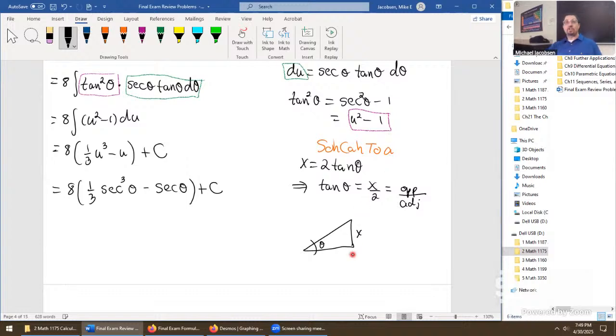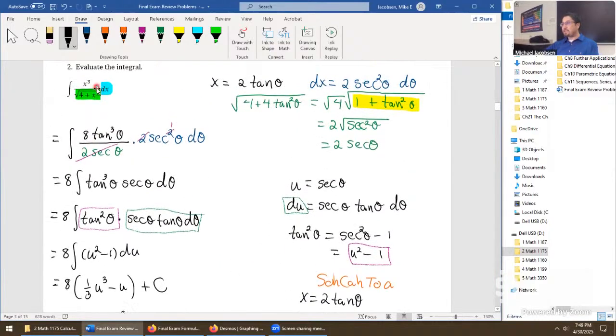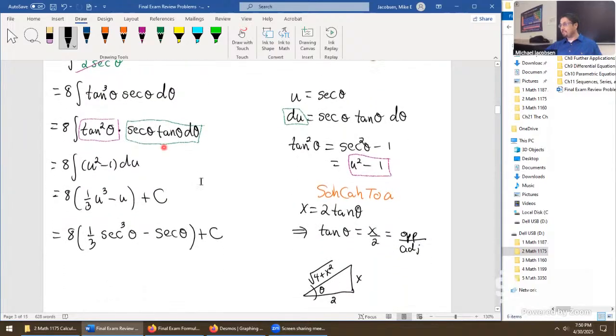Opposite side. Sorry, say again. I don't know if that's right. Yeah, thanks for looking into that. We have x over there, 2 down here. And now if we use the Pythagorean theorem, it's root of 4 plus x squared. And there's a good check here for consistency. That has to be the original integrand somewhere, and it showed up right in that spot.